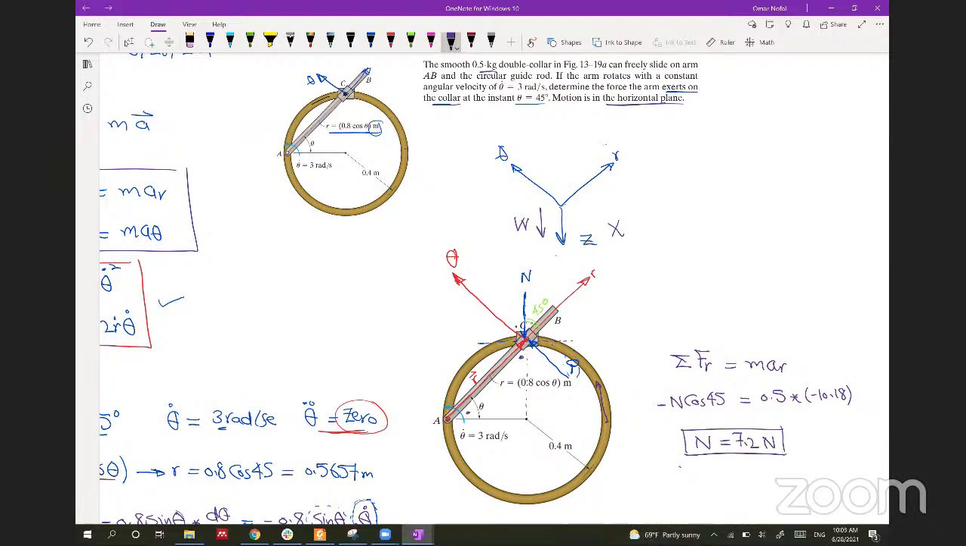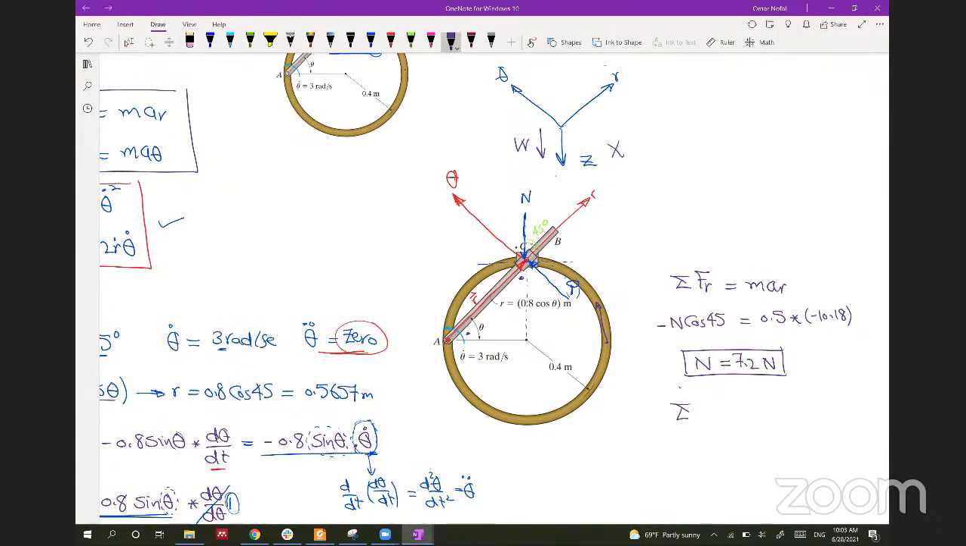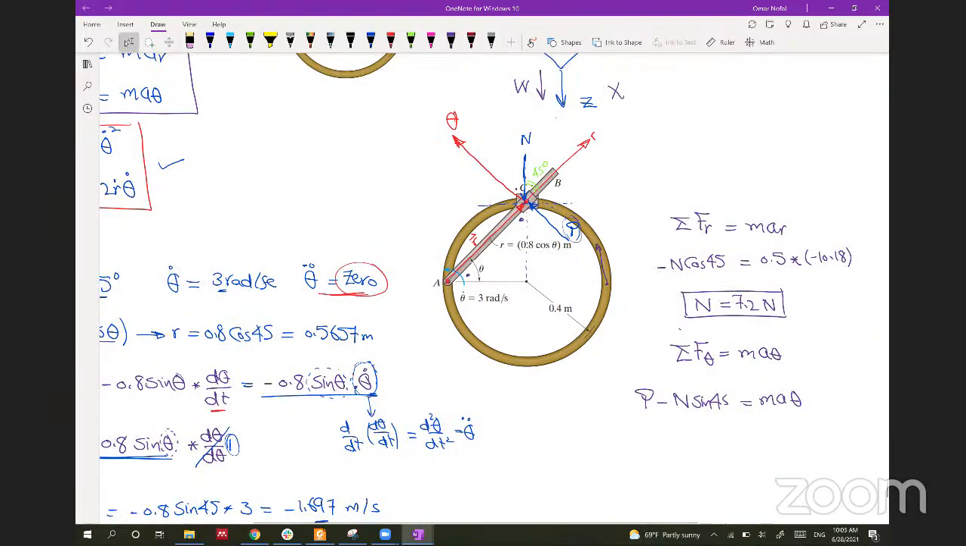So here is N, and let's get the theta direction. The sum of F_theta will be equal to m a_theta. Let's see what forces we have in the theta direction. We have P here, and we have negative N sine 45, the component of the normal force, and this will be equal to m a_theta. We don't know P, but right now we know N, so negative 7.2 multiplied by sine 45 will be equal to 0.5 kilograms multiplied by a_theta, which is negative 10.18. Calculating, P will be equal to 0.